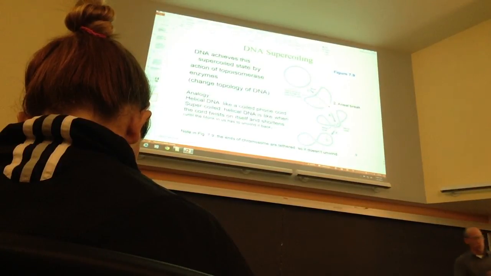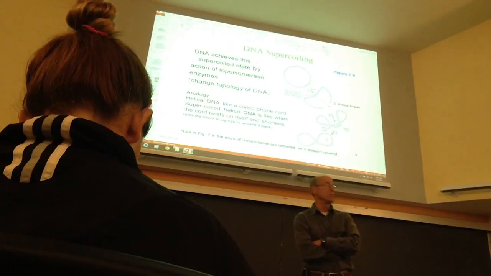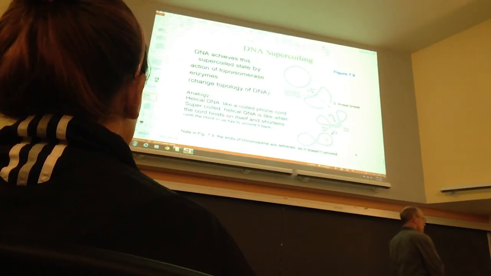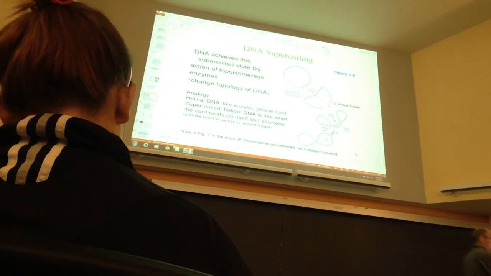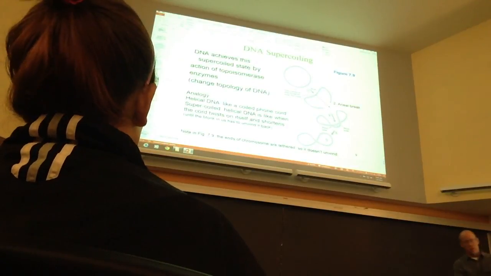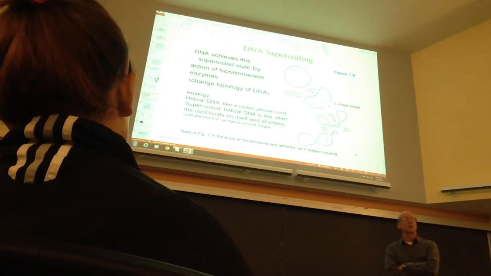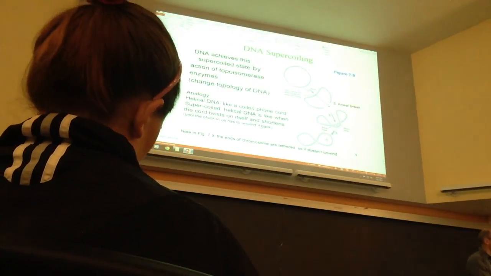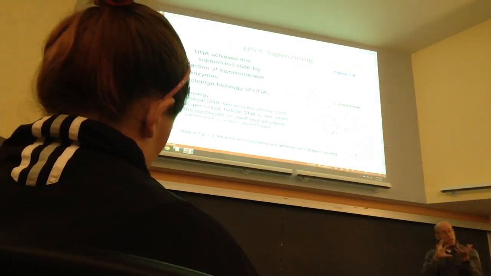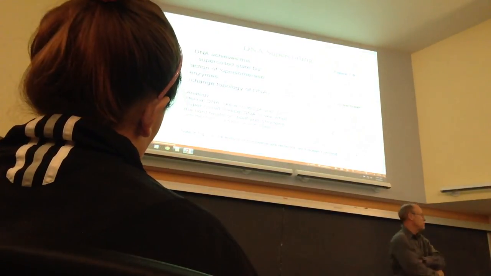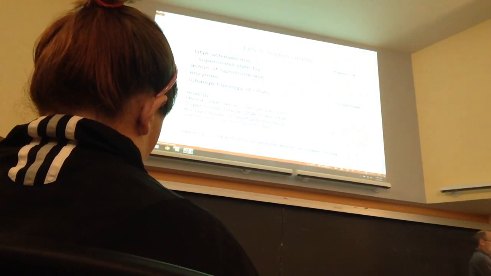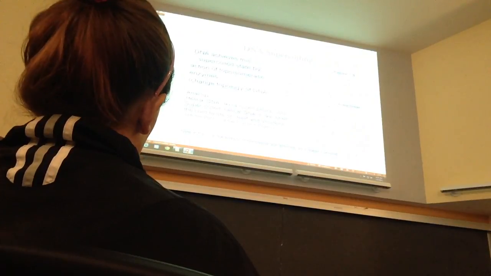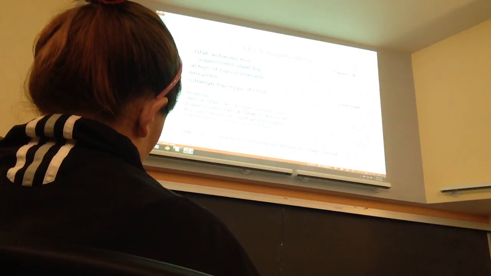Okay, so how does the cell get its DNA into this supercoiled position? So we're going to talk about two types of these enzymes. They're called topoisomerases, and they both change the topology, the physical shape of DNA. And so here's kind of an analogy that's used in your textbook.